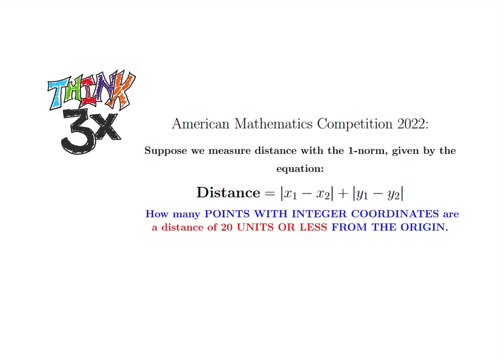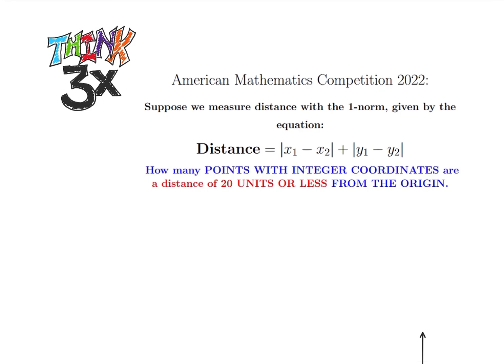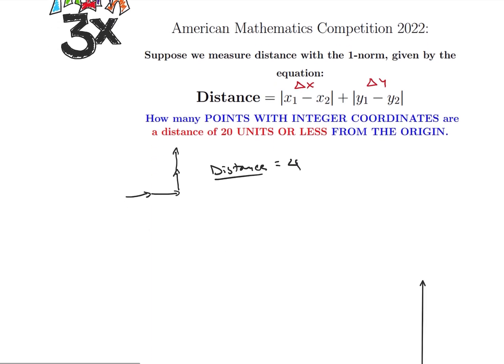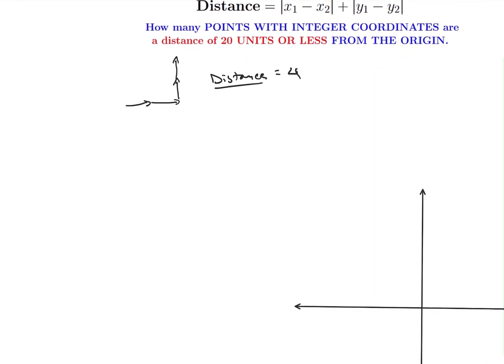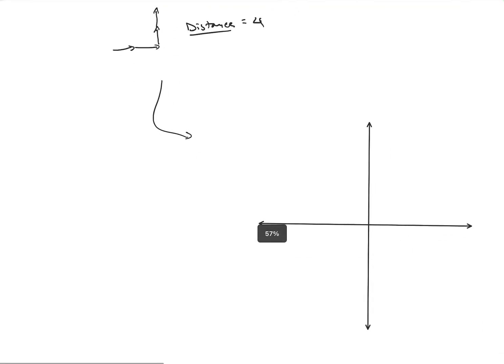As we look at this problem, we notice that we're taking the distance as the sum of delta x plus delta y. So it's basically the number of steps in the x direction plus the number of steps in the y direction. If I go 2 units to the right and 2 units up, then my distance is going to be 4 because I've taken 4 total steps. I want to be 20 units or less from the origin. So let's look down at our plot. What is that going to look like?